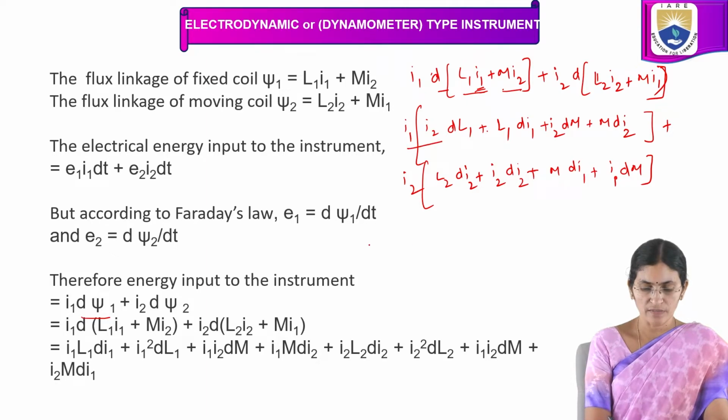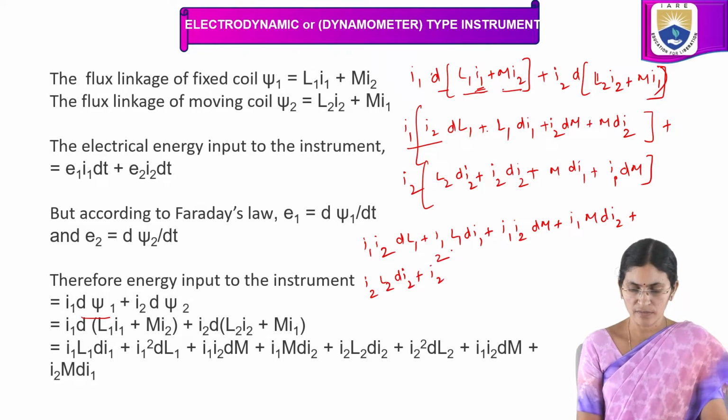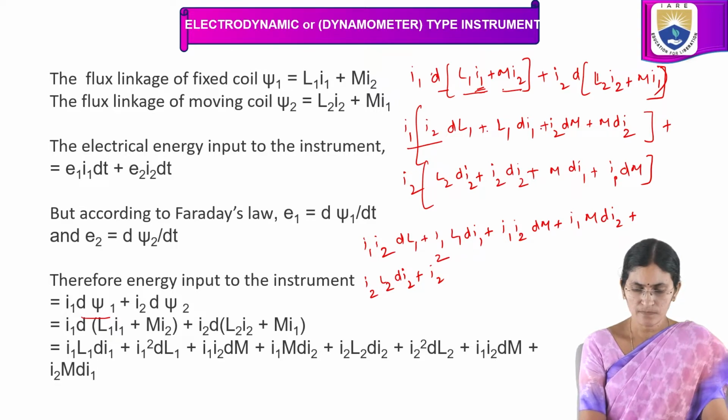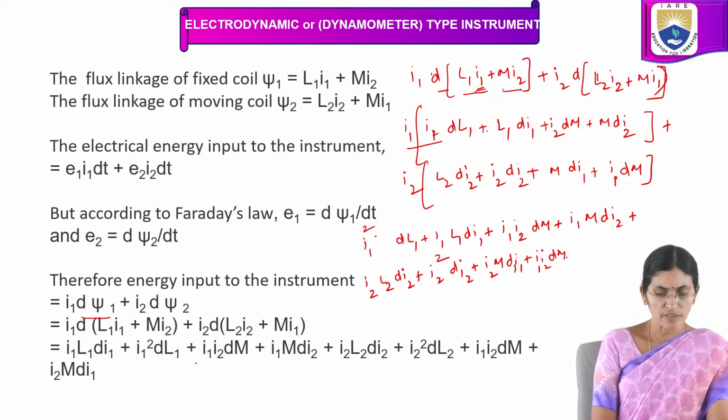Multiplying this by I1 and I2, you will get I1 I2 dL1 plus I1 L1 di1 plus I1 I2 dM plus I1 M into di2 plus I2 L2 di2 plus I2 square dL2 plus I2 M di1 plus I1 I2 into dM. So this is the equation which we are getting.